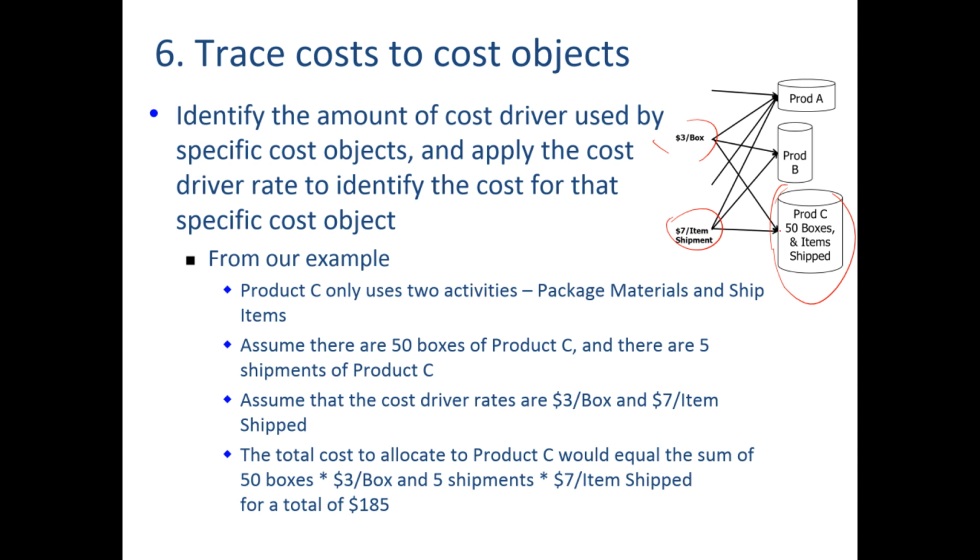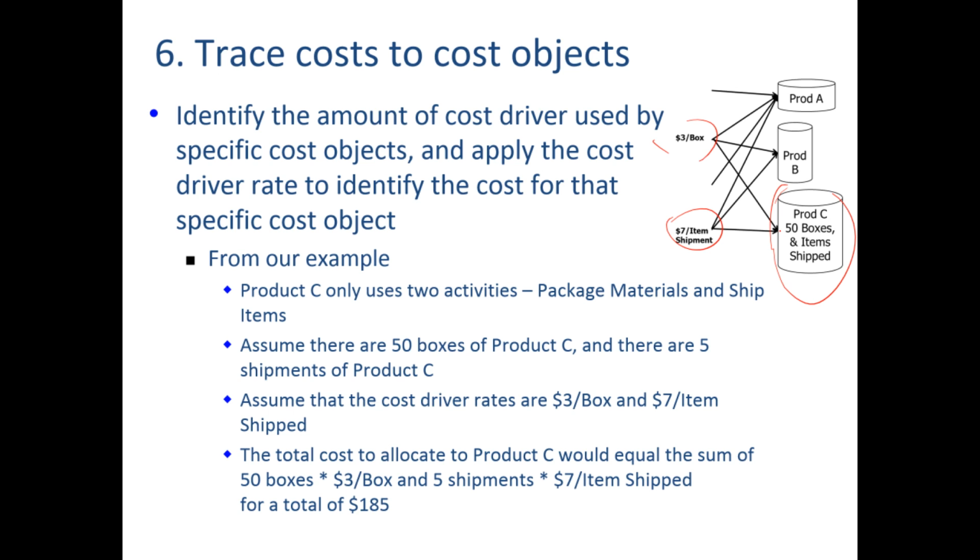Considering the facts here, there are 50 boxes of product C and there are 5 shipments of product C. We can calculate the cost driver rates to be $3 per box and $7 per item shipped. Therefore, the total cost to allocate to product C would equal the sum of 50 boxes times $3 per box and 5 shipments times $7 per item shipped, for a total of $185.